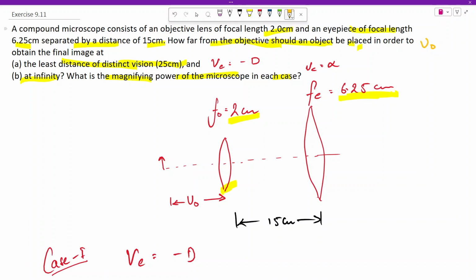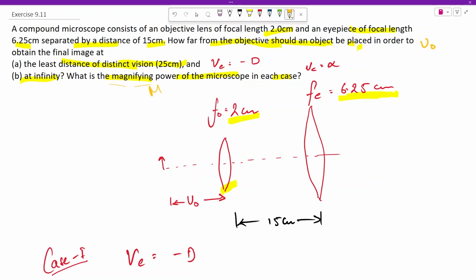D is the least distance of distinct vision, that is 25 centimeter, and the second case is that V_E equals infinity, that is the image is forming at infinity, which is good for relaxed eye view. Now we have to also find out what is the magnifying power of the microscope in each case. We have to also find out the value of m.